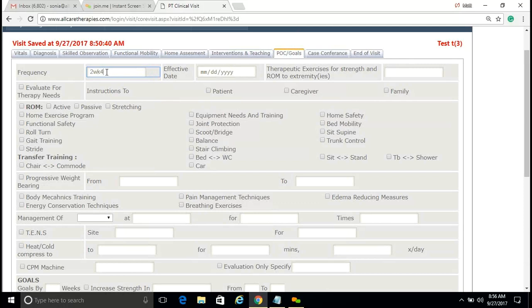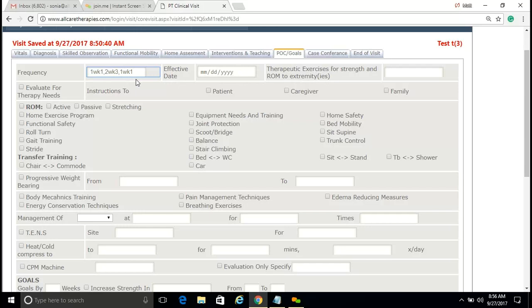Let's say if the evaluation was done on a Thursday, in that case, we would like you to write a frequency of 1 week 1, 2 week 3, or you can also write 1 week 1, 2 week 3, 1 week 1. That's a total of 8 visits. And the reason for that is on a Thursday, we do not have room. If a PTA is going to be seeing this patient, we do not have room and time to schedule a second visit for this particular patient if your evaluation is being logged by Thursday afternoon.